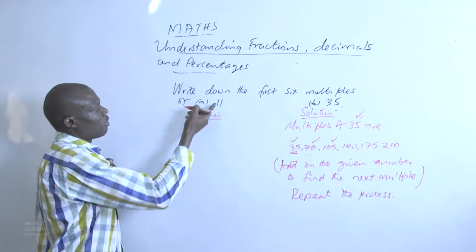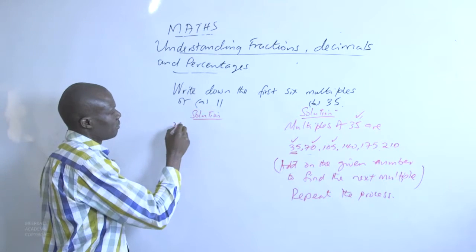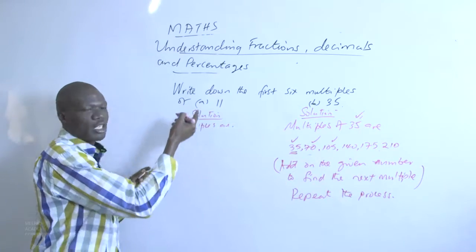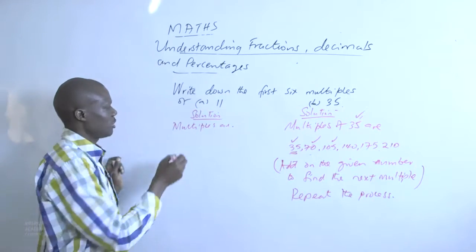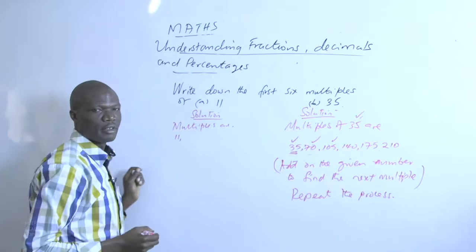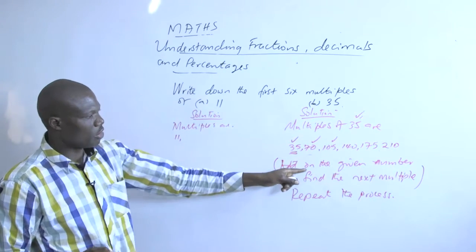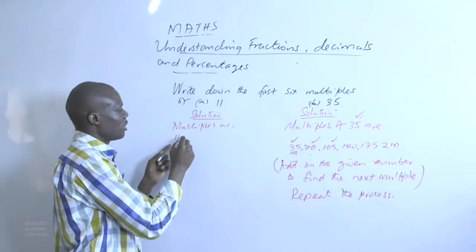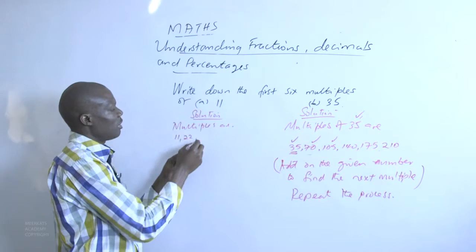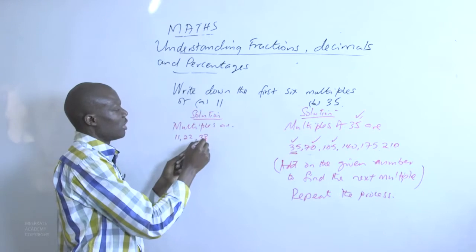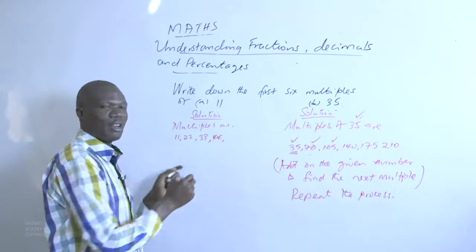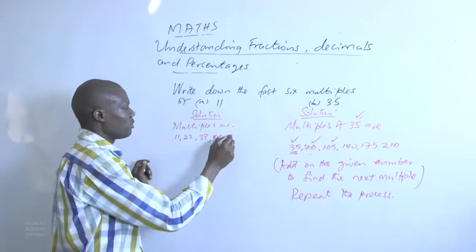So the multiples of 11 are, we start by the number itself that we are considering, so it is 11. Using what we've been told here, adding on the given number, so 11, add 11, you get 22. Add 11 to 22, you get 33. Add 11 to 33, you get 44. Add 11 to 44, you'll get 55.